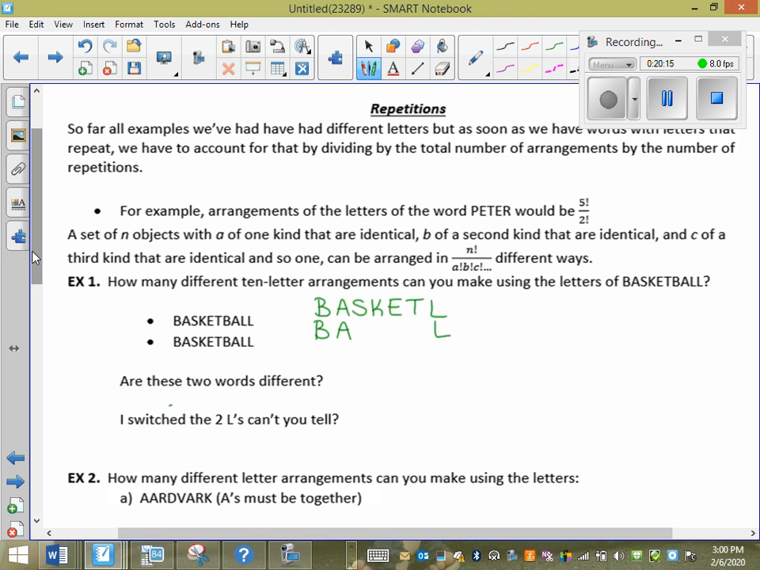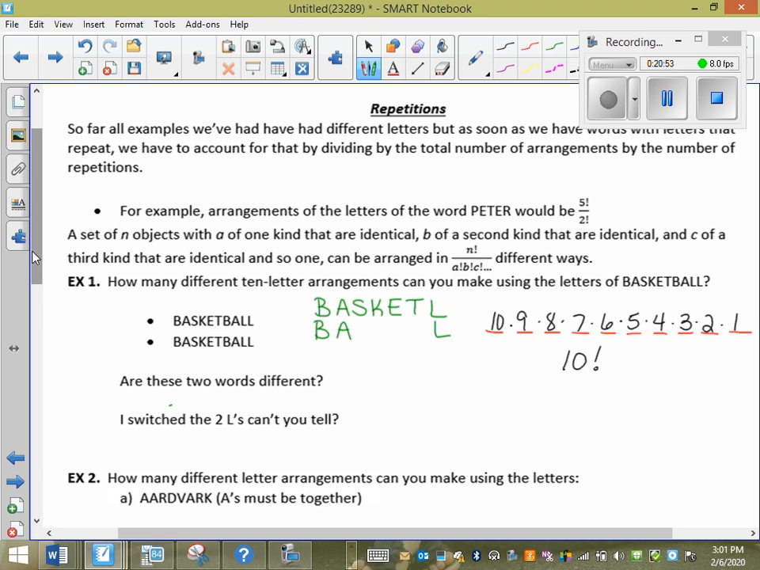How many letters are in basketball? B, A, 1, 2, 3, 4, 5, 6, 7, 8, 9, 10. There's 10. So I would technically have 1, 2, 3, 4, 5, 6, 7, 8, 9, 10. That's what I would have done before, correct? And then what would I have done? 10 times 9 times 8 times 7 times 6. Instead of writing it out like that, what would I have actually done? 10 exclamation mark.